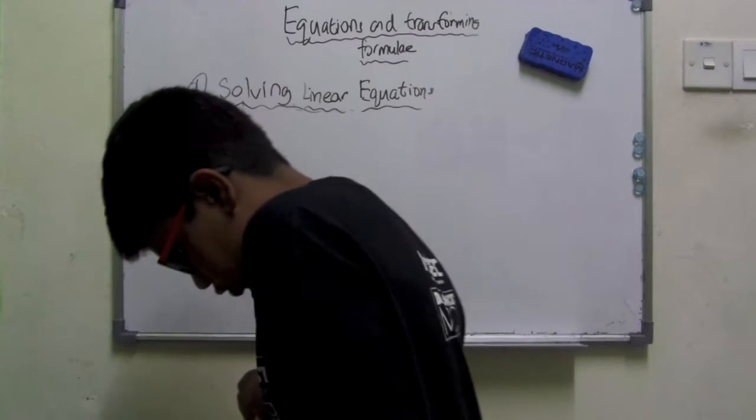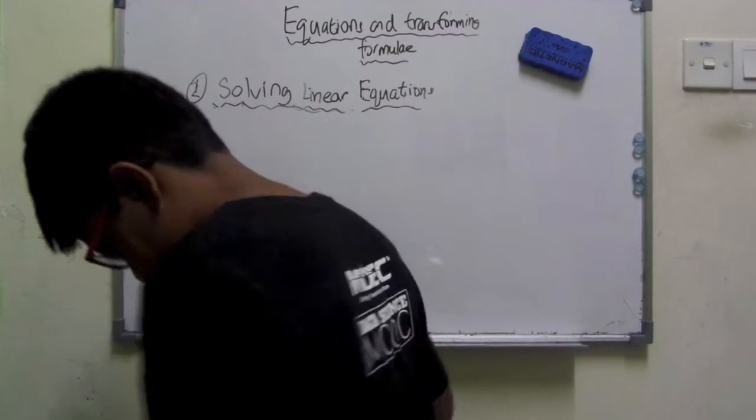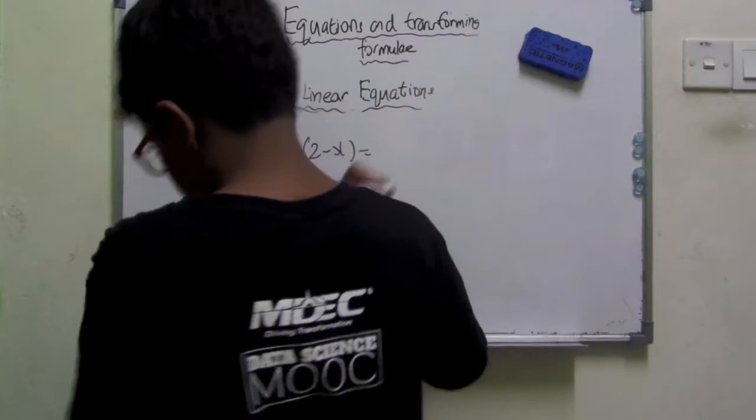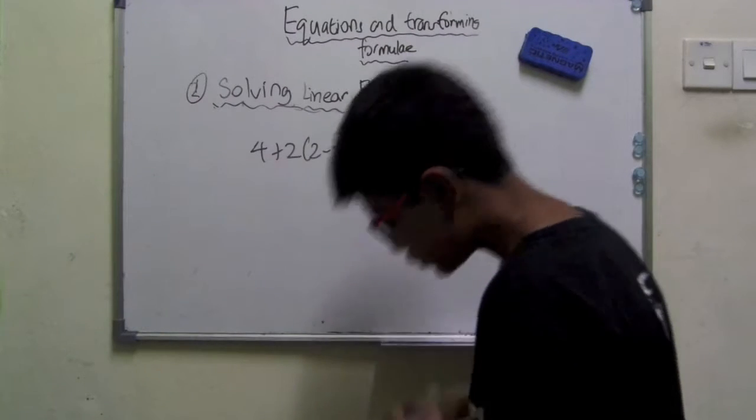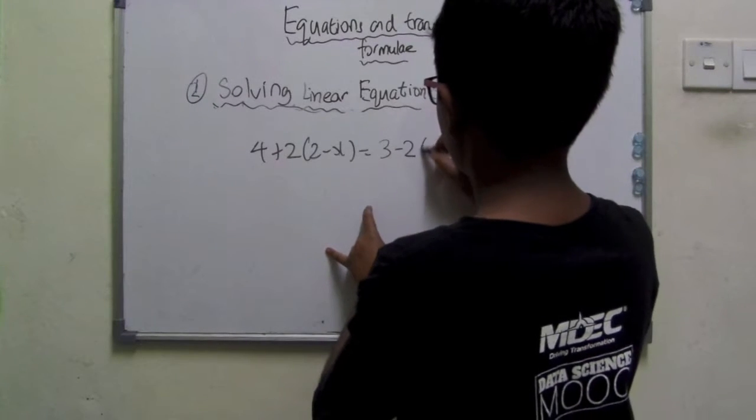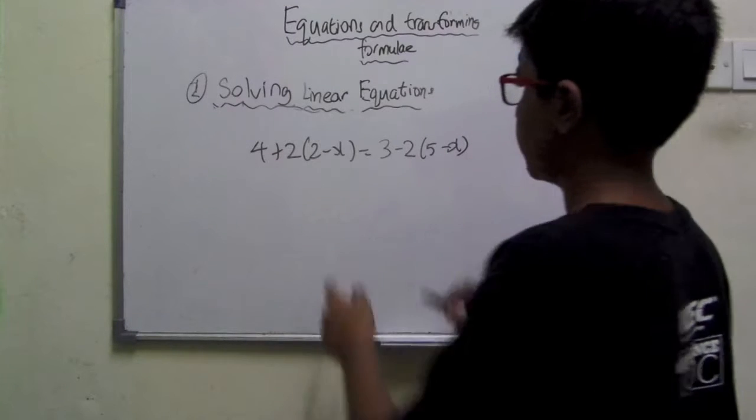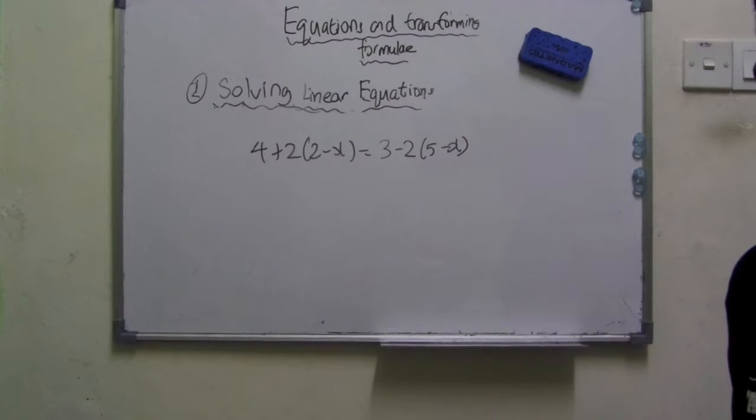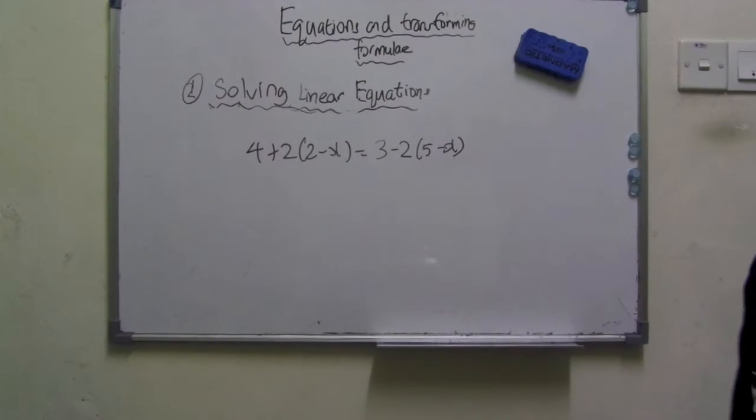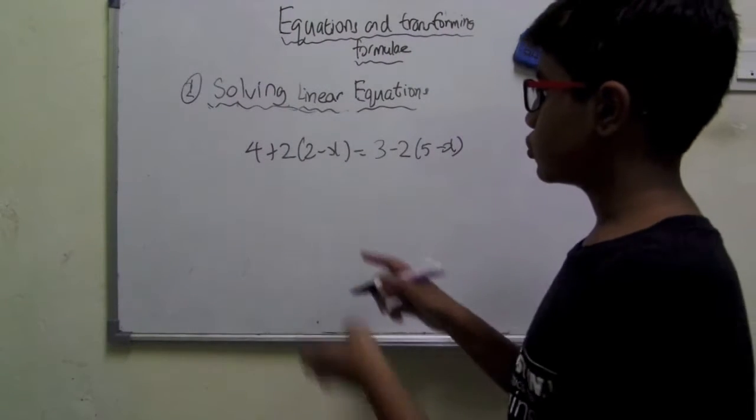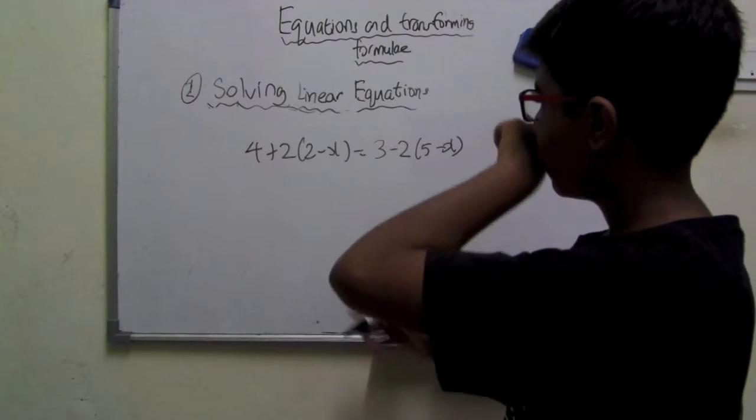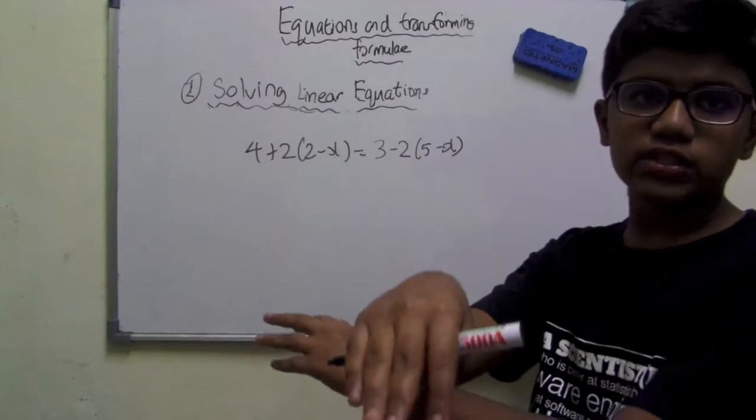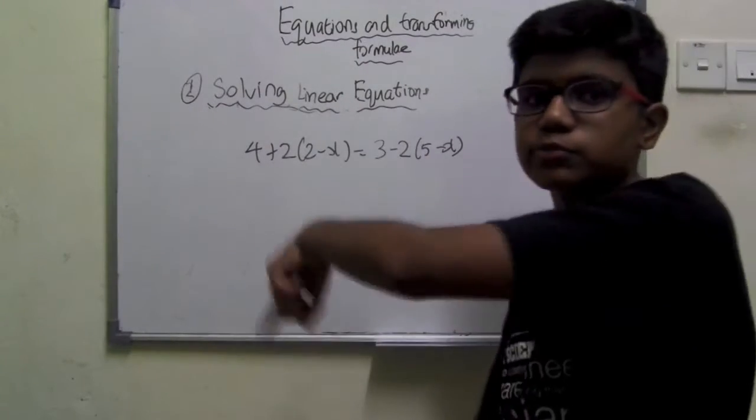Okay, one more complicated sum. Which one can we take? Okay, we'll take this. 4 plus 2 times (2 minus x) equals 3 minus 2 times (5 minus x). Simple as that. We need to remove the brackets and then do some basic simplifying, okay? Editing and calculations. It's all just fun. So 4 plus 2 times (2 minus x). We need to simplify both sides first and then bring all the like terms to one side and all the other like terms to the other side.